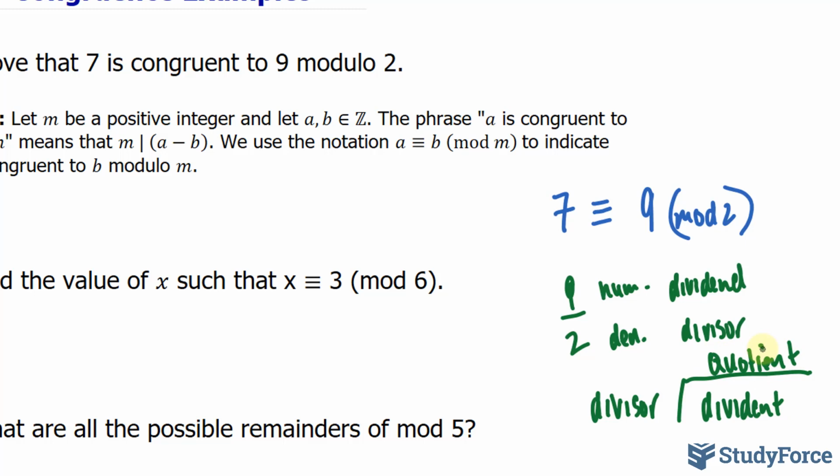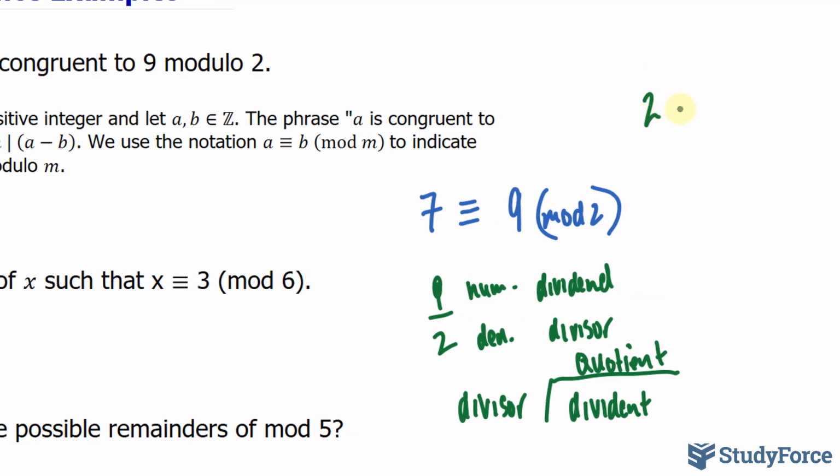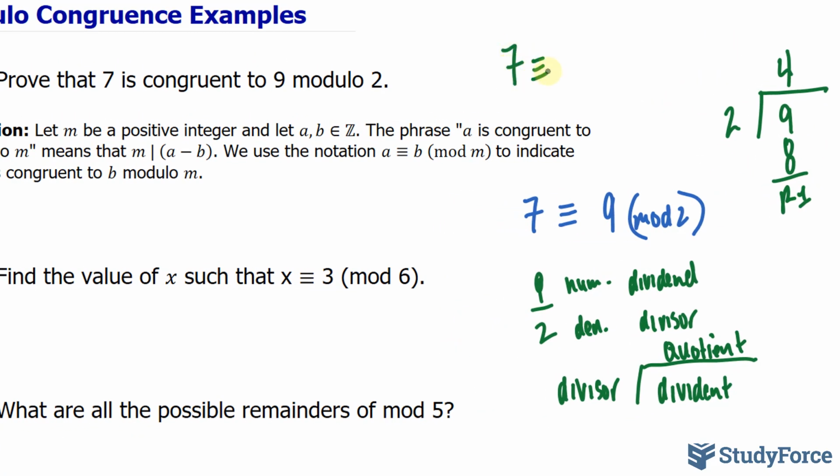So, what is the remainder of 9 divided by 2? Well, if we use this logic, then we have 2 in that position, 9 here. 2 fits into 9 4 times. 4 times 2 is 8, and we end up with a remainder of 1. So we want to show that 7 is congruent to a remainder of 1.